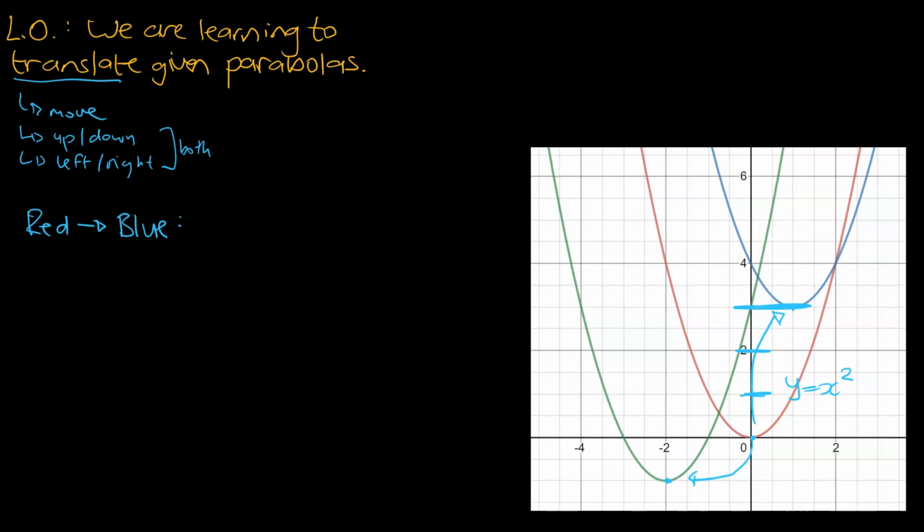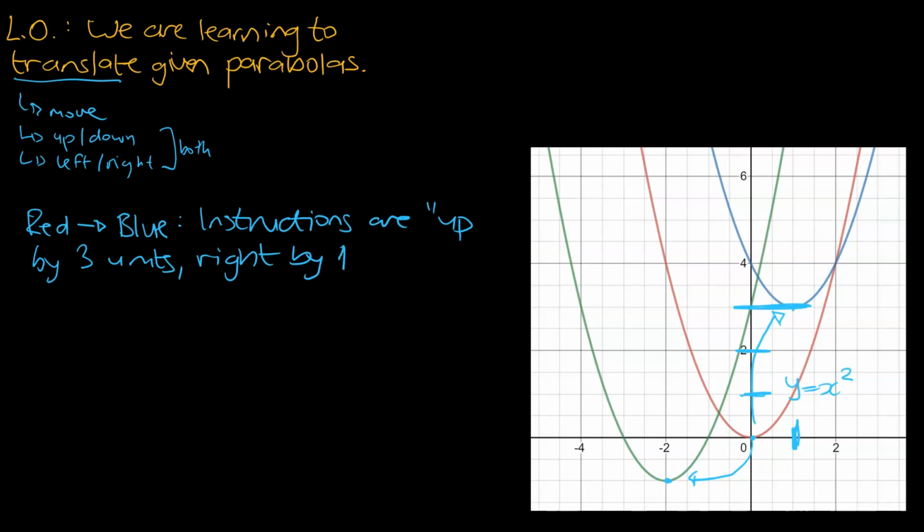So I suppose the instructions, what I like to call them, are up by 3 units. And then how much has it been moved left or right? Let's have a look. It's just gone to the right by 1 unit. So that would be my instructions. I've got them in quote marks just to show you, and that's really just putting that movement into words.